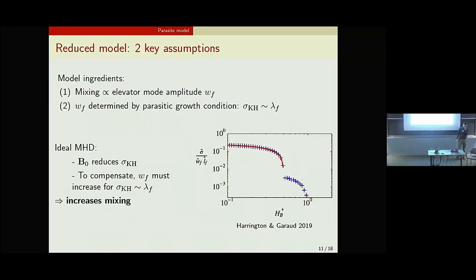This also works pretty well in MHD, and these sorts of pictures, I think, show you why magnetic fields enhance mixing efficiency. It basically comes from the fact that magnetic fields reduce the growth rate of the KH instability, and so the finger velocity needs to increase to compensate for that. So because magnetic fields reduce KH growth rate, you still need sigma KH to balance lambda, so velocity needs to increase, and so mixing goes up.